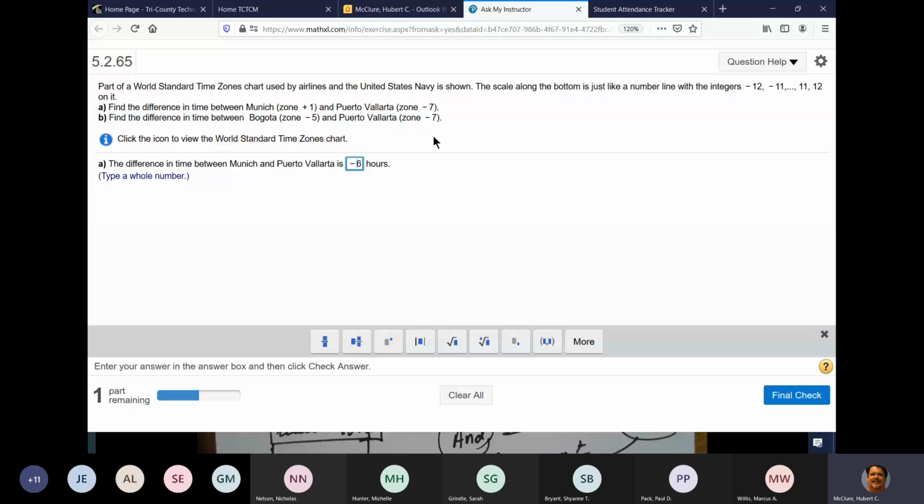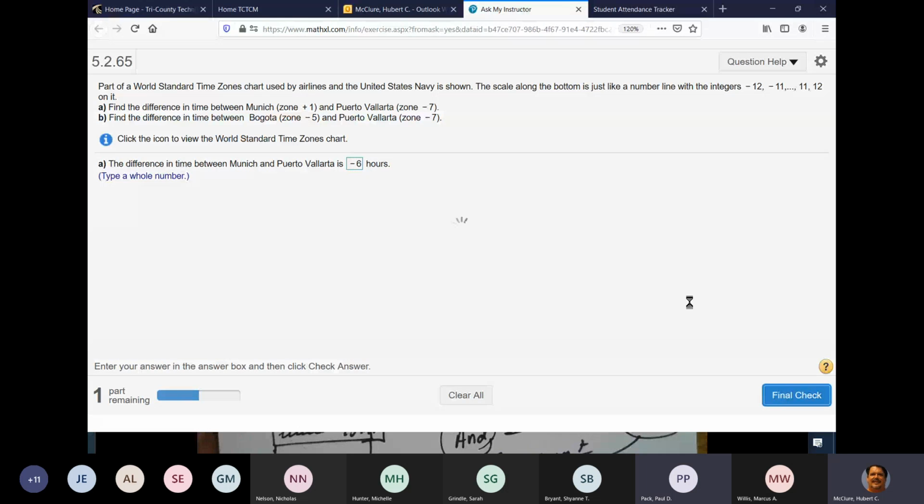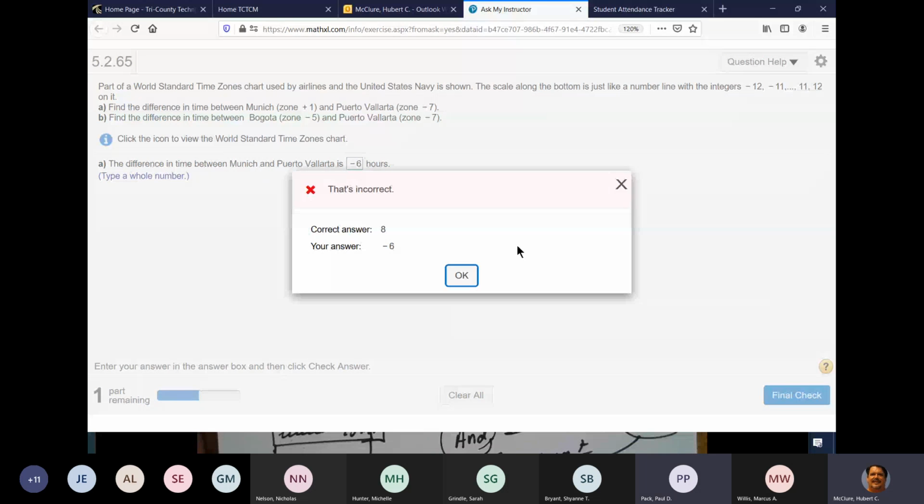Sometimes teachers do not write these homework questions. Does that make sense to everybody? Sometimes teachers, mathematicians, do not write these questions. So I'm just telling you that. That question should be saying, how far is Puerto Vallarta behind Munich? And then you would say negative because that means behind. Doesn't want a negative either. Okay, well then I have no idea.